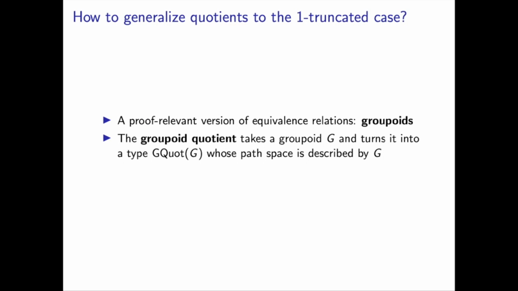The Groupoid quotient is the generalization of the quotient to the one truncated case. That means that the Groupoid quotient does not return a set, but instead it returns a one type. For this reason, we replace equivalence relations by groupoids, because groupoids are a proof-relevant version of equivalence relations. Furthermore, the structure of the groupoid, so composition and identities, must coincide with concatenation and identity paths of the Groupoid quotient.